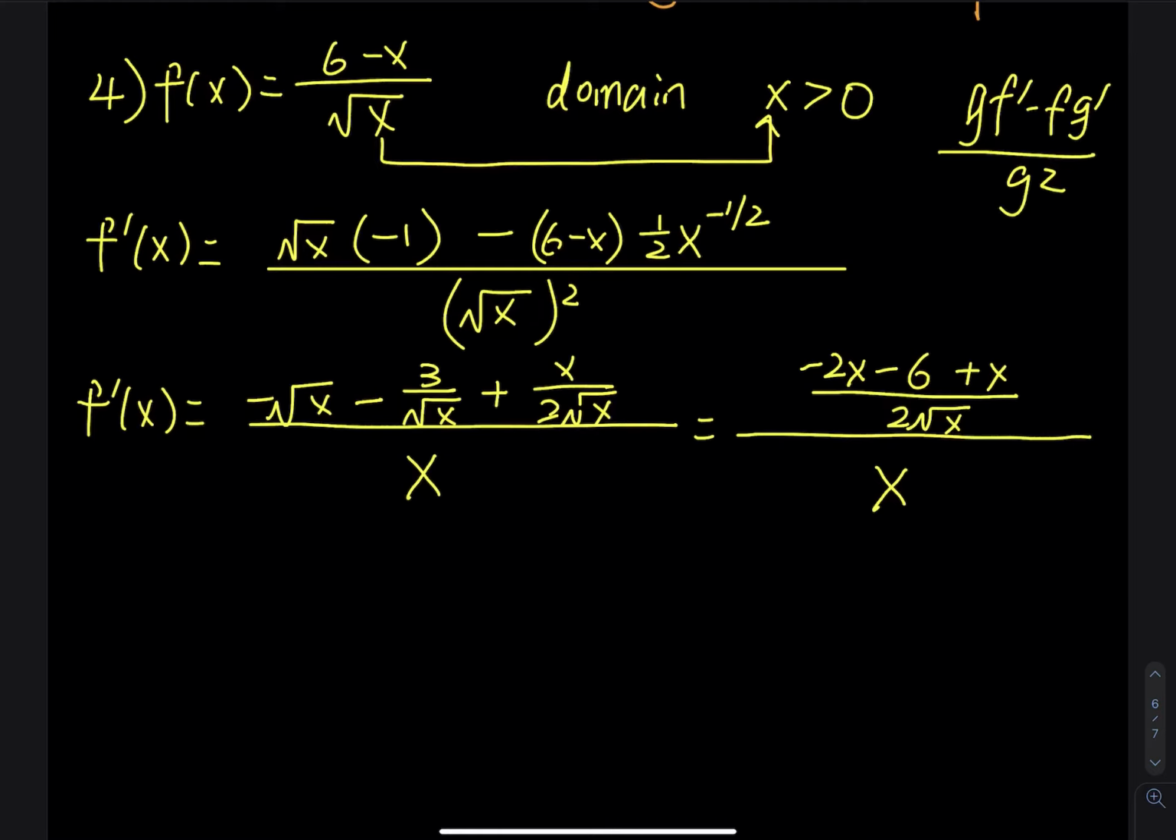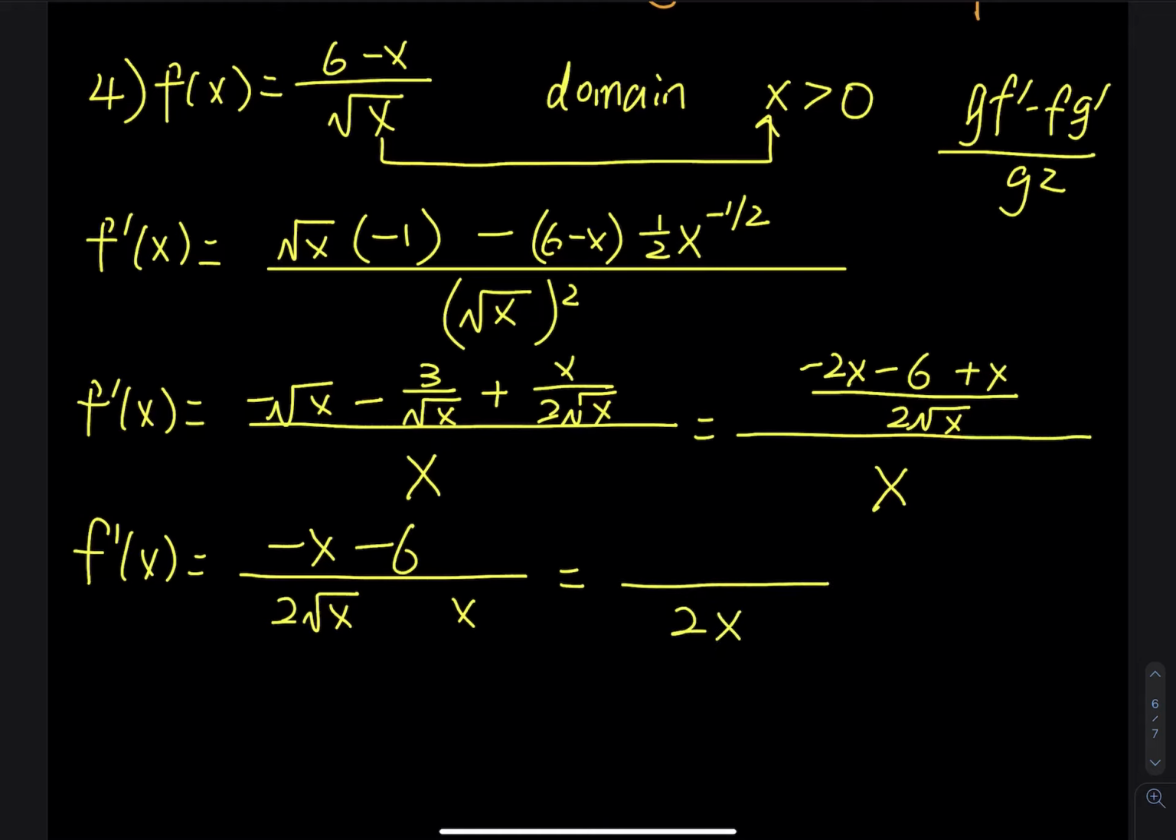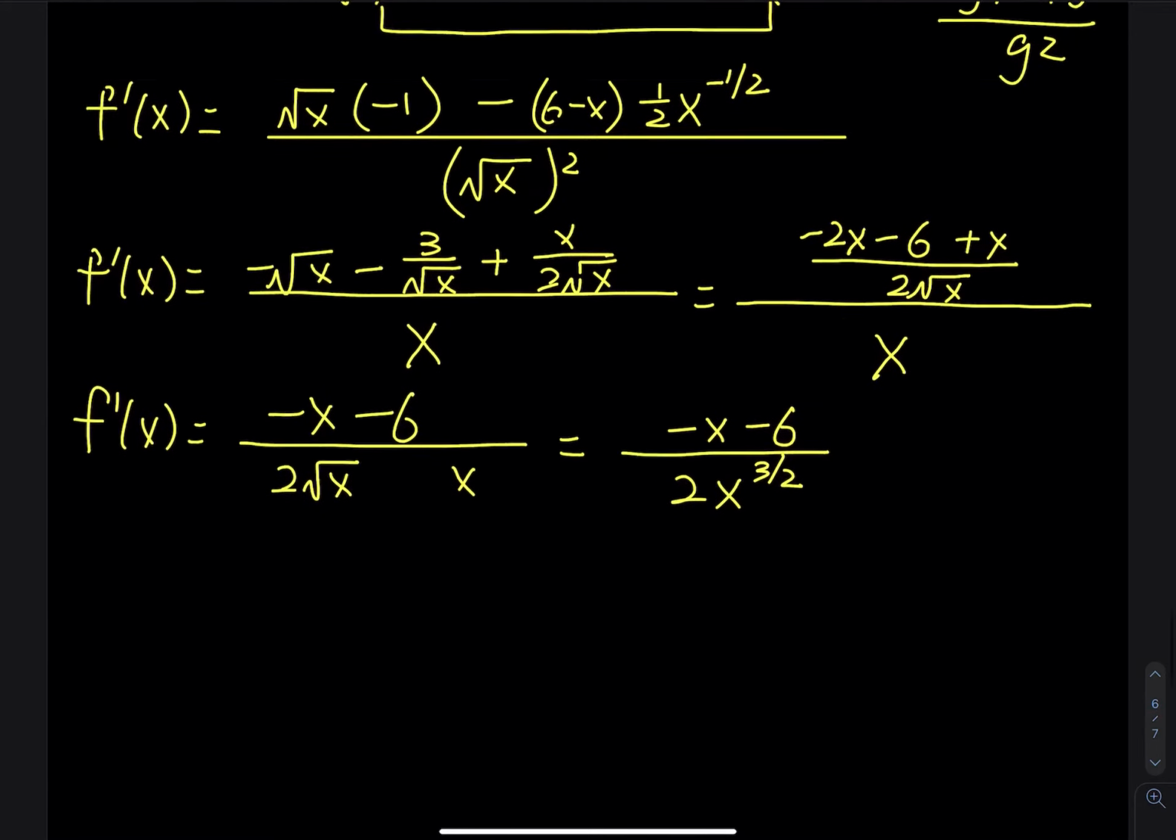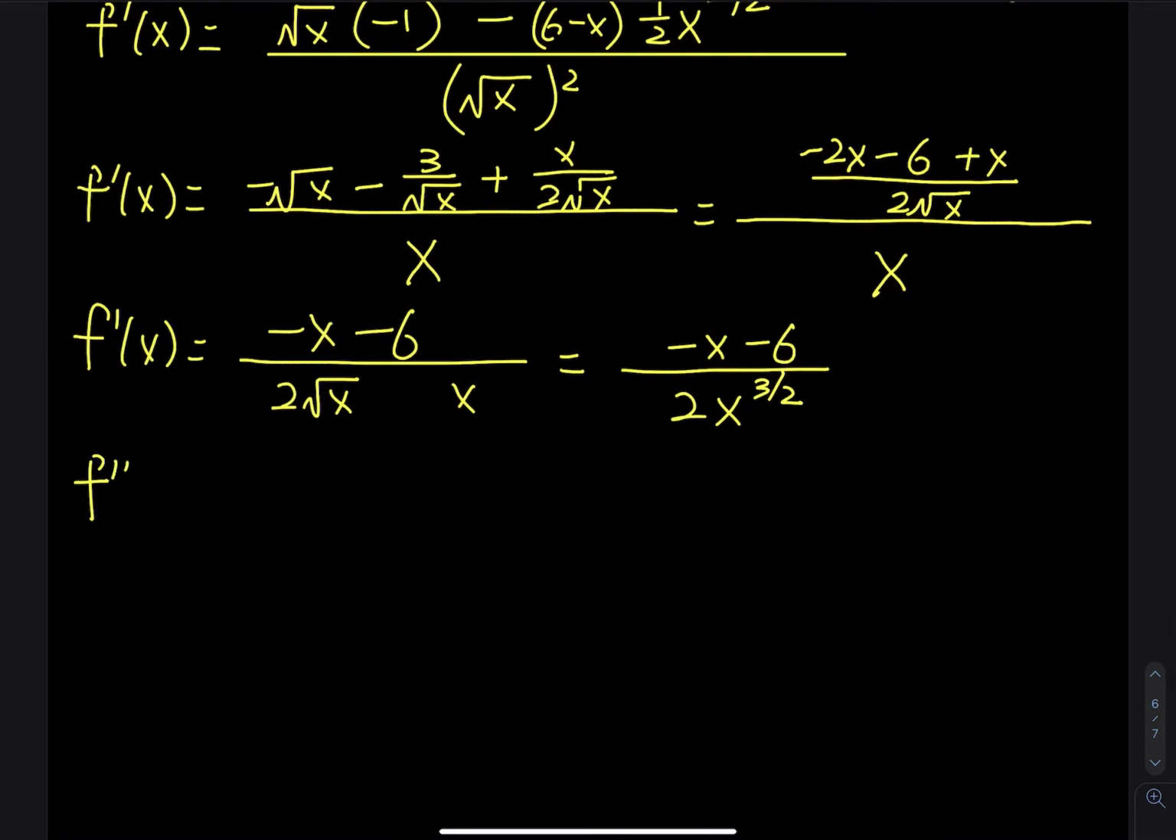So f prime of x is equal to 2 root x times the denominator. The top is negative 2x plus x, so that will be negative x, minus 6, and then root x times x, that is 1 plus a half, right? So that will be 2 times x to the 3/2, and then this is a negative x minus 6. So the first derivative is done, and then we move on to the second derivative, f double prime of x.